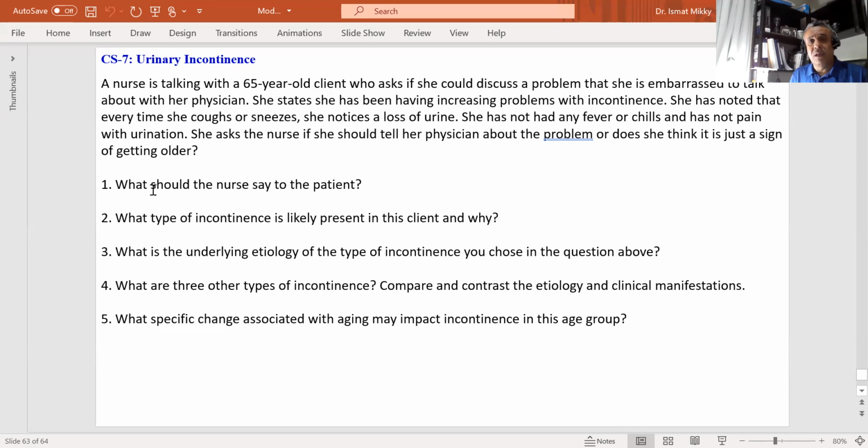So that will be the end of the session for renal failure. Renal system.